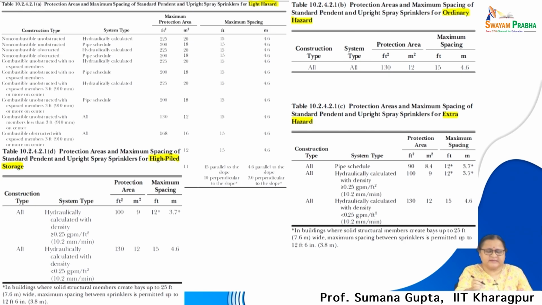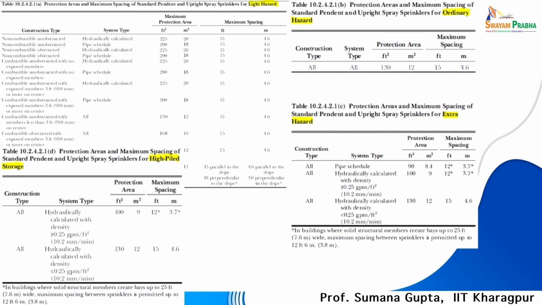Again you see there are lists for that. That is for the light hazard, then ordinary hazard, then high pile storage, and the extra hazard. They are all given, and for each of them these pipe dimensions or distances are mentioned in foot and meter, their protection area in foot square and meter square, and their maximum spacing in foot and meter.